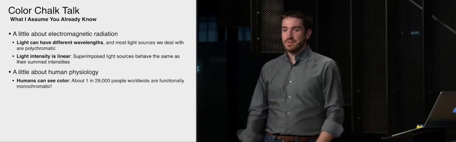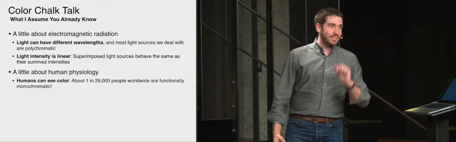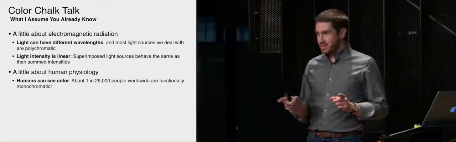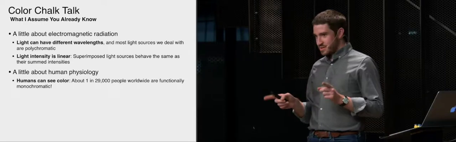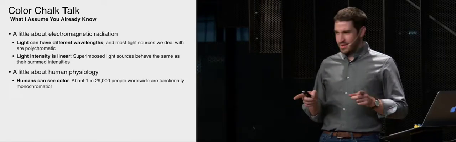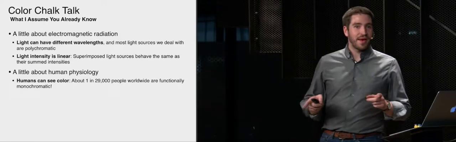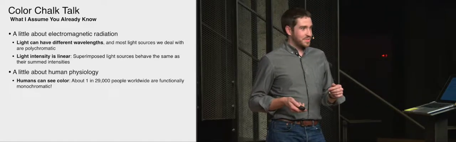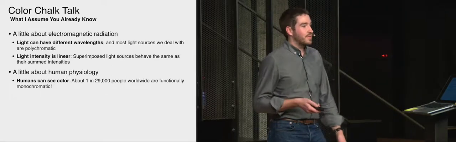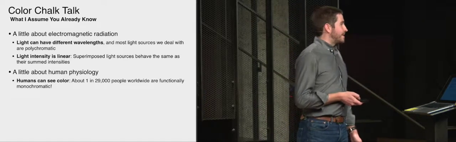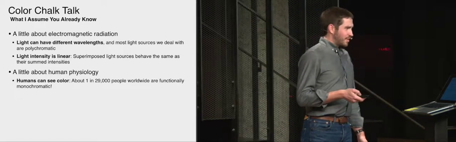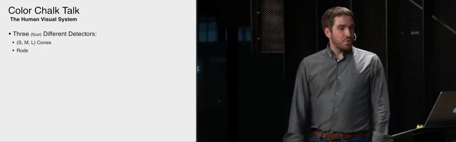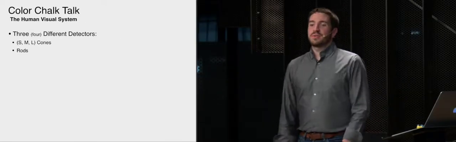It's just simply additive. The last thing is a tiny bit about human physiology. I hope that all of you can at least see some color. Do we have any deuteranopes in the audience? People who are red-green colorblind? No. Wow. That is exceptional. About 1 in 12 men are deuteranopes or red-green colorblind, and about 1 in 30,000 people can't see any color at all. So it's good that all of you know a little bit about color because you can see it day to day.